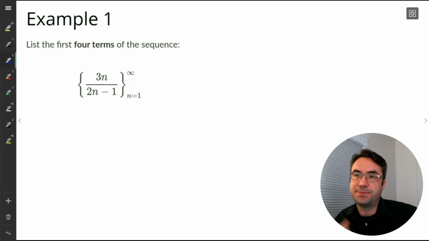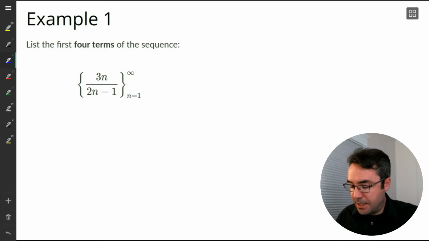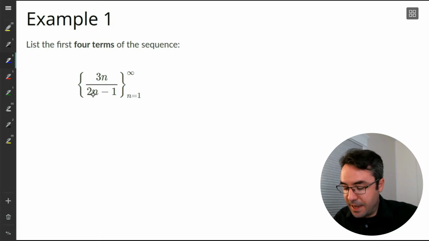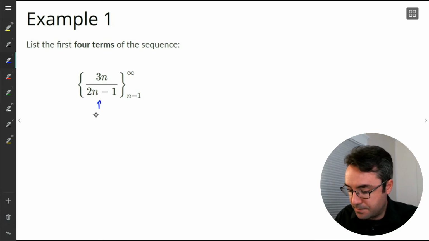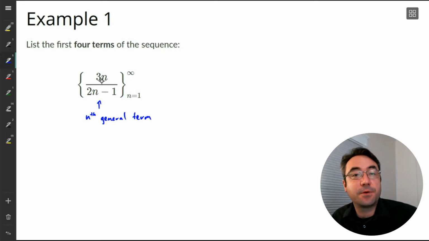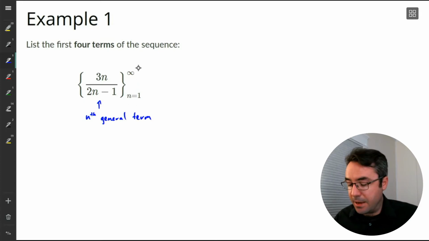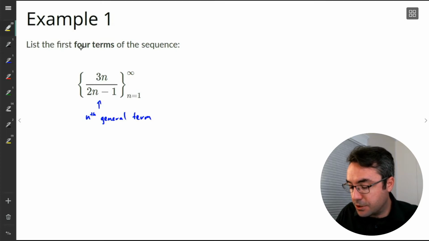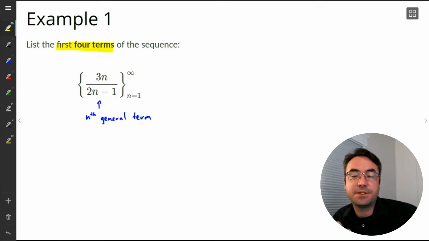All right, let's just try an example. Here we're given a sequence, and we're given the nth general term. So the formula for this sequence is 3n over 2n minus 1. Our index is starting at n equals 1, and then it goes on from there. And what we're going to do is just write out the first 4 terms of this sequence.